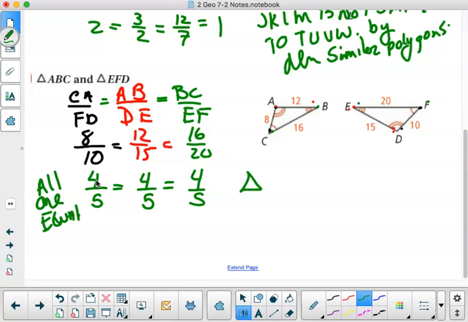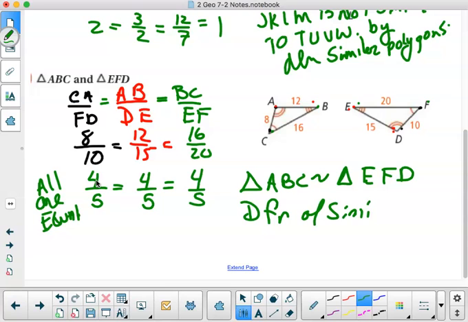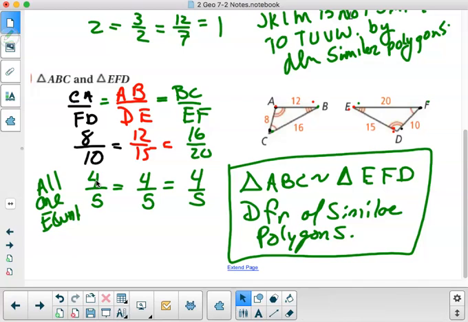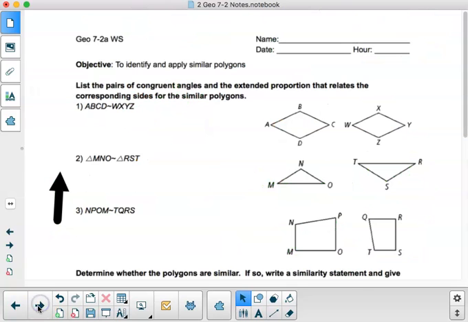So triangle ABC is similar to, check it out, triangle EFD, by definition of similar polygons. Woohoo! That's our final step there. All the angles are congruent and the sides are proportional.